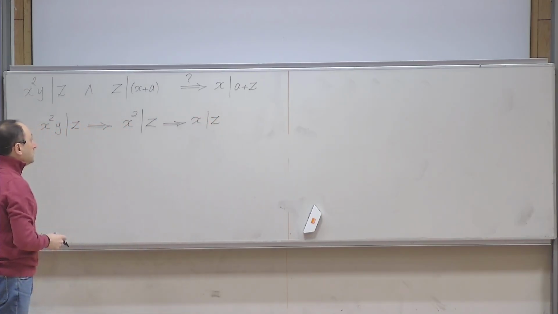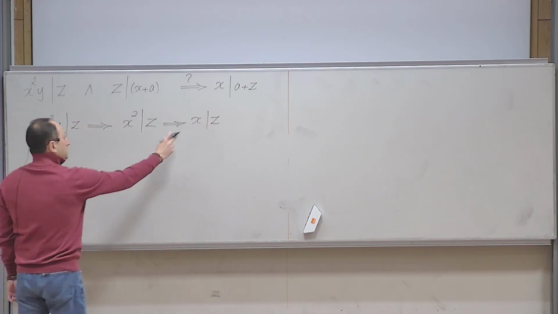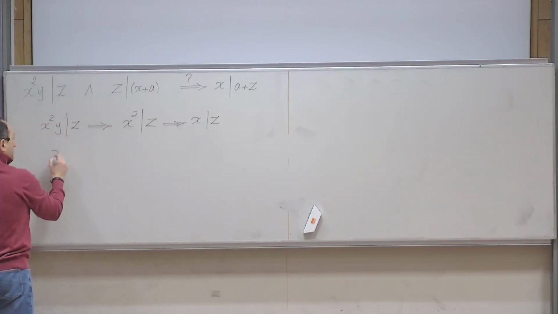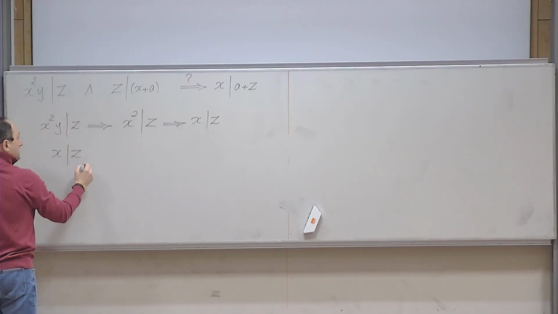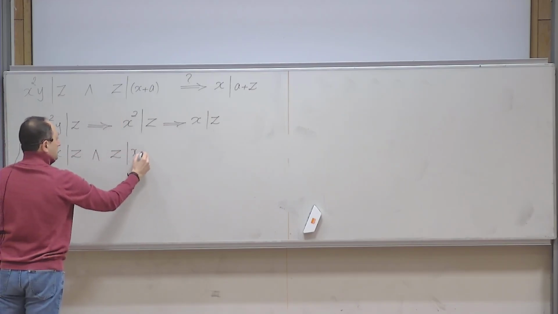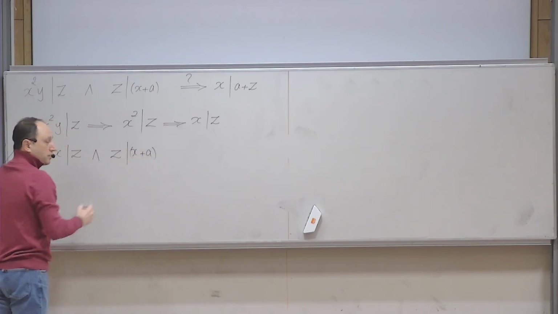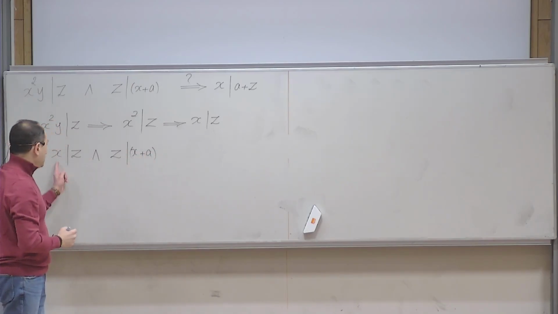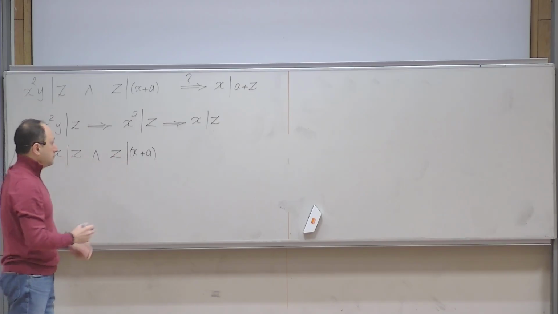Okay, but now from here and here, I have the transitivity. If I know that x divides z, and according to the problem, z itself divides x plus a, based on transitivity property of divisibility, I can conclude that x also divides x plus a.